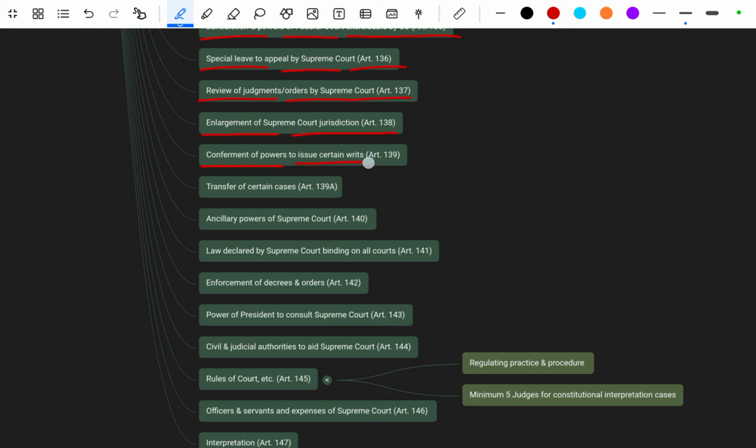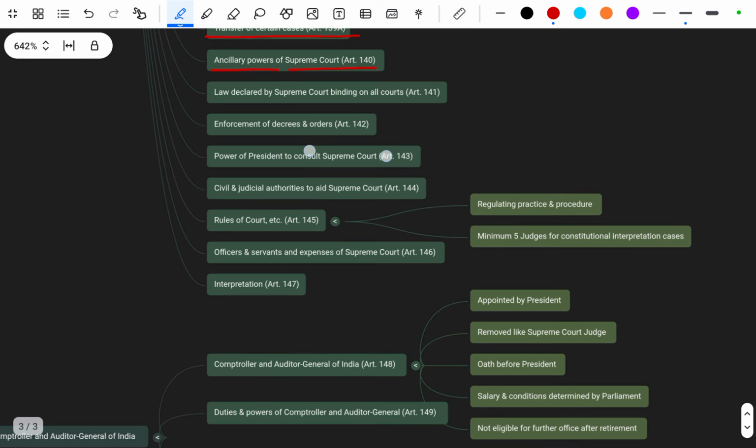Conferment of the power to issue certain writs, that is Article 139. Next, the transfer of certain cases, Article 139A. Ancillary powers of the Supreme Court are mentioned under Article 140. Next is the law declared by the Supreme Court being binding on all courts, that is mentioned under Article 141. Enforcement of decrees and orders, that is Article 142.